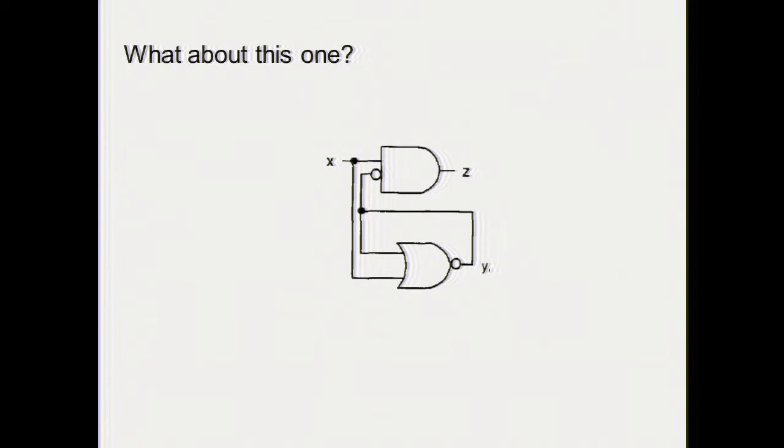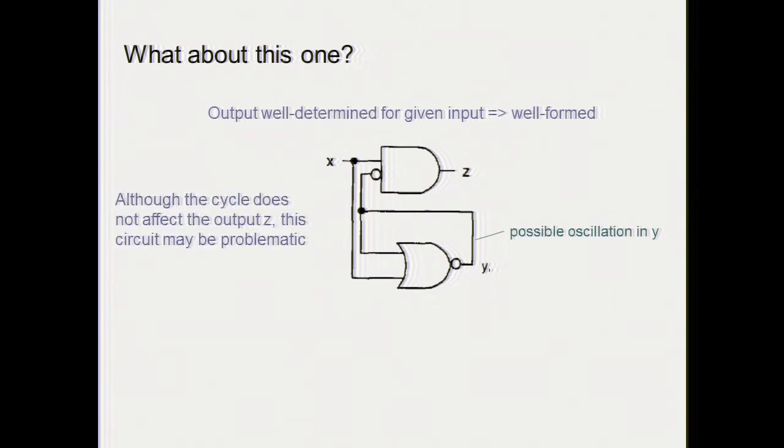Okay. What about this one? Any wild idea? So now, what is the difference with respect to before? Because this one is a NOR gate, and the input to the AND gate is negated. So this is bad news, right? It doesn't work. Why? Because you have a possible oscillation in Y. So the variable that goes around may oscillate. So the overall circuit doesn't make sense.